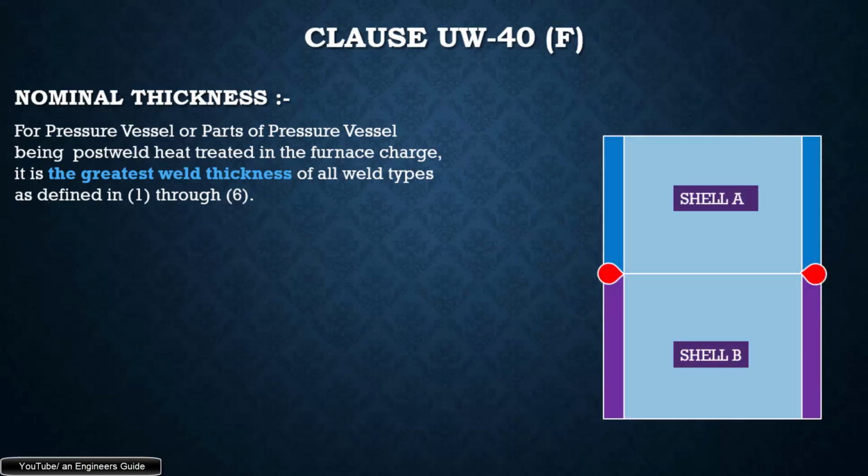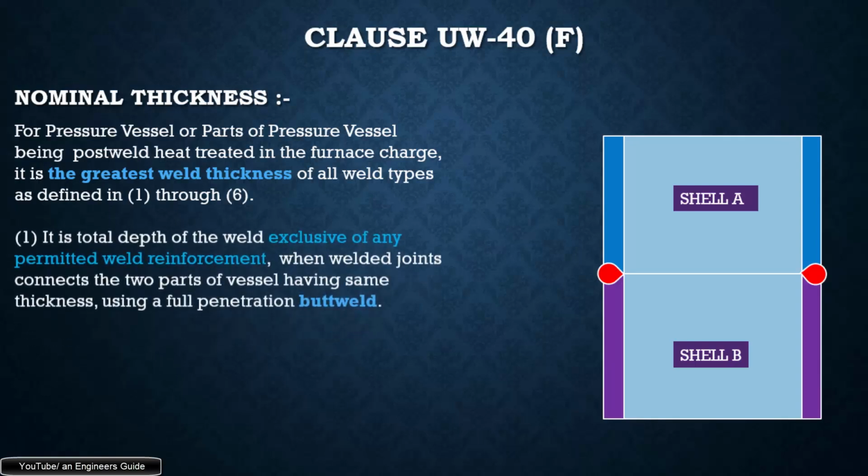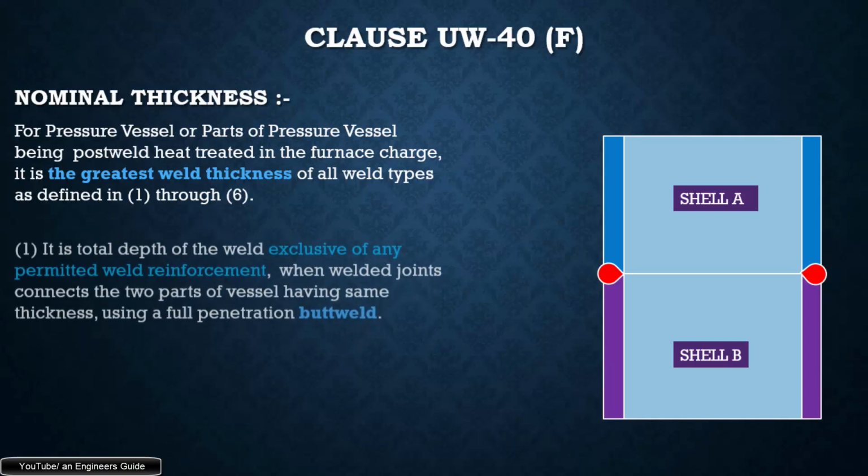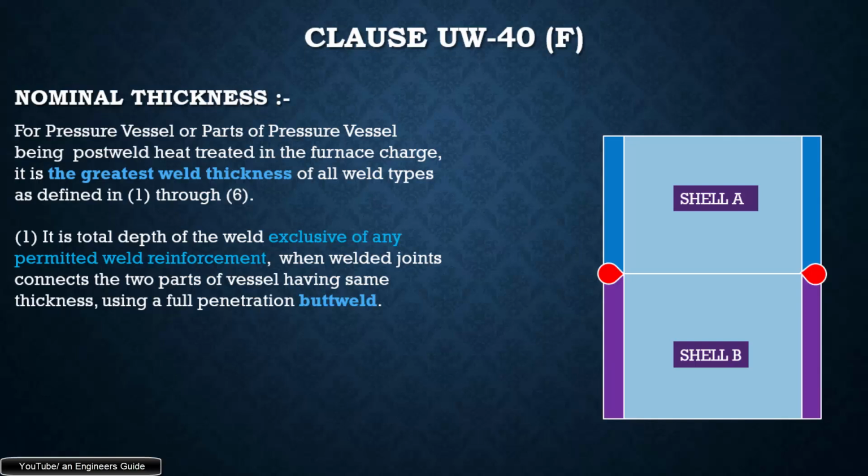Here you can see one image. I have joined the two shells, shell A and shell B, with the same thickness. The first point is all about the depth of the weld exclusive of any permitted weld reinforcement when welded joints connect two parts of the vessel. So let's see what point number 1 says. It is the total depth of the weld exclusive of any permitted weld reinforcement when a welded joint connects two parts of a vessel having the same thickness using a full penetration butt weld.